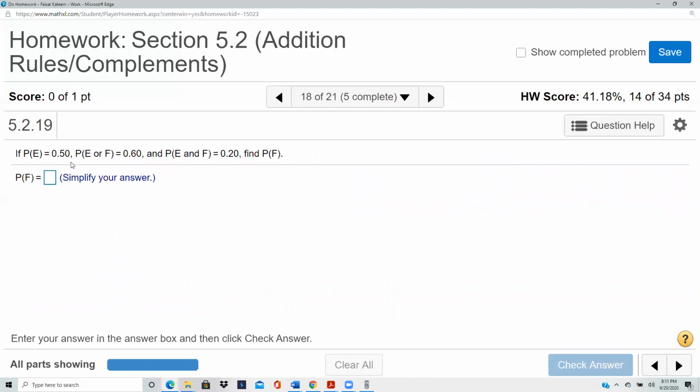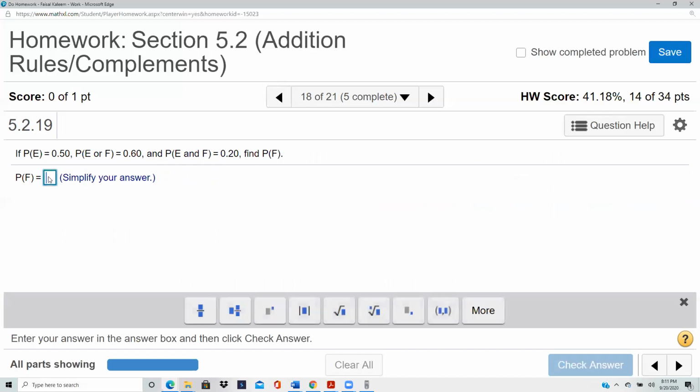If P(E) is 0.5, P(E or F) is 0.6, P(E and F) is 0.2, find P(F). So let's write down the formula. The formula is P(E or F) is equal to P(E) plus P(F) minus P(E and F).